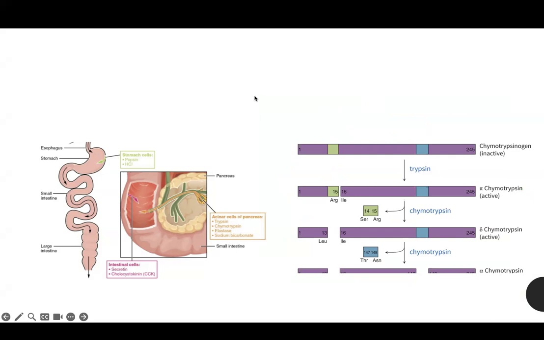We already activated trypsin, which then cleaves the inactive chymotrypsinogen, cuts out a certain bond, and then we get an active chymotrypsin, which then cleaves another bond within itself, and then we get the actual active form of chymotrypsin, which can then aid in the breakdown of proteins. And all of these happen in the small intestine, where the breakdown of proteins is actually needed.